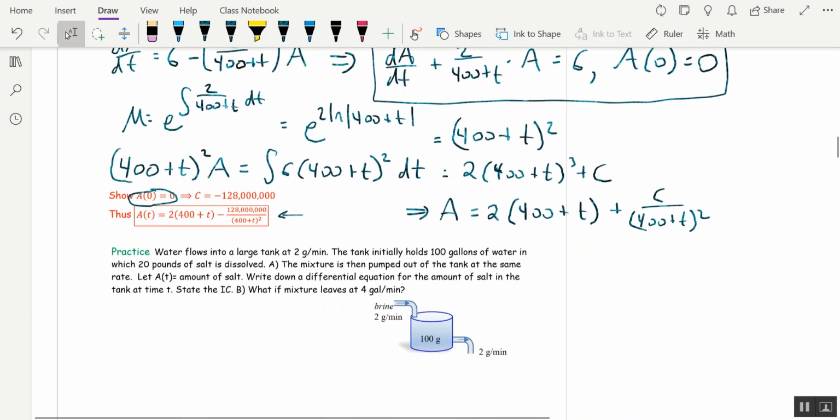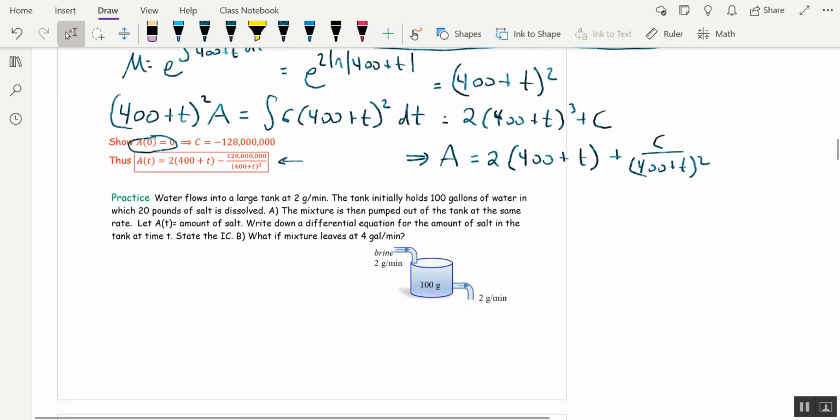So here's a practice problem for you, and you're not going to solve it. I just want you to do setup, and you're going to set it up for part A, the volume is constant, and for part B, the volume is not constant. And in each case, I want you to state the initial conditions. The solution is on the last page, so I'm just going to trust that you do that.